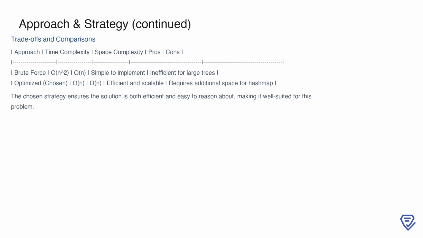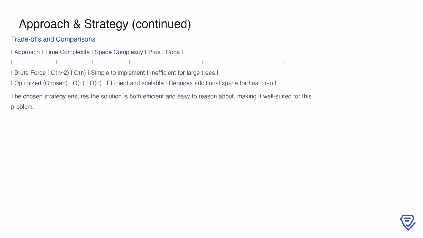When comparing the two approaches, we can see clear trade-offs. The brute force method has a time complexity of O(n squared), due to repeated searches within the postorder array, while its space complexity remains O(n). Its main advantage is simplicity, but it falls short for larger trees because of its inefficiency. On the other hand, the optimized strategy achieves O(n) time complexity by avoiding redundant searches and leveraging the hashmap, though it still requires O(n) space.